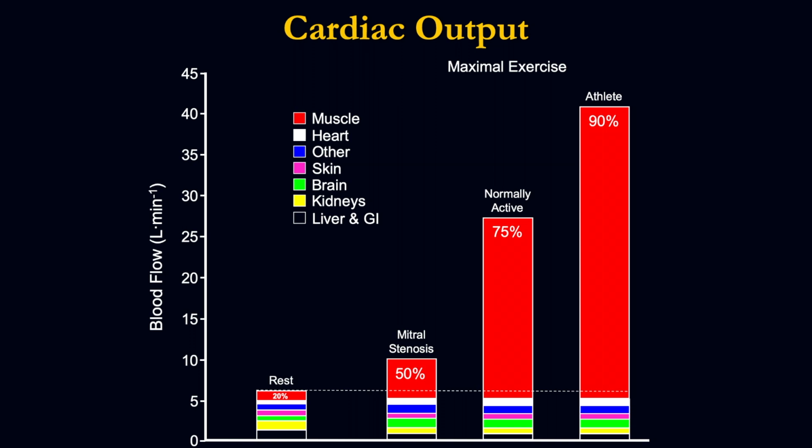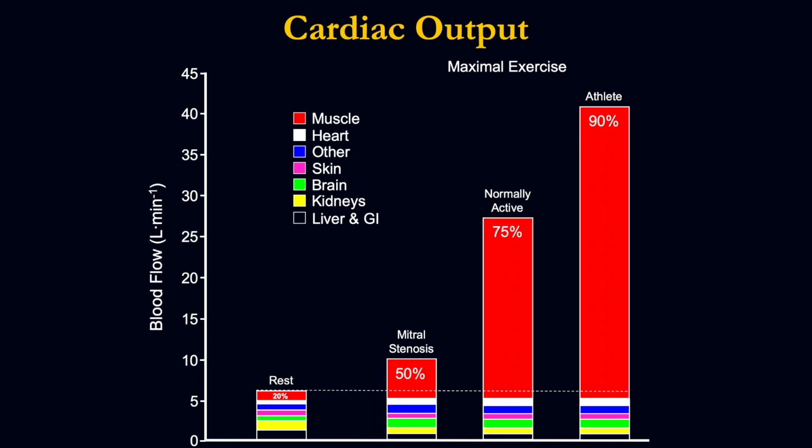Someone who has mitral stenosis will only send about 50% of their cardiac output to working muscle, whereas somebody who's normally active can send 75% of cardiac output. But what I really want to impress upon you is that with conditioning, an athlete can send 90% of cardiac output to working muscle. It's important to note that this is maximal exercise. So when you compare a normally active person to an athlete, it's amazing how much more cardiac output we can send to the working muscle because of adaptations of the cardiovascular system.